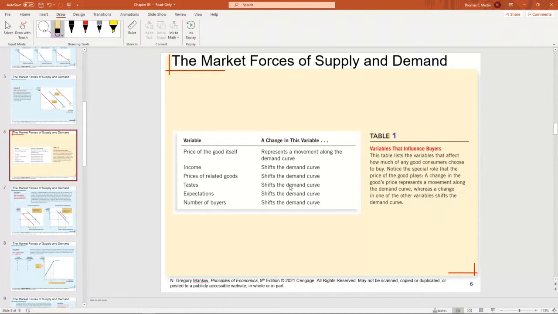So as a business, you need to be aware of that transition from one to the other. Expectations on the demand curve. Remember, this is what you think is going to happen.